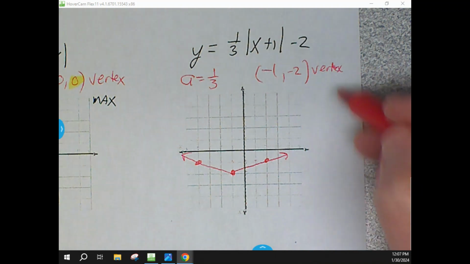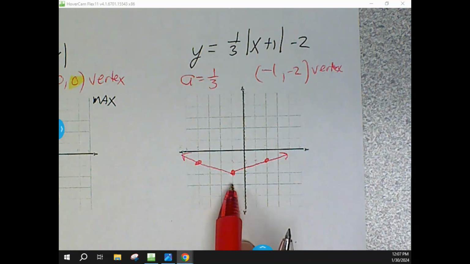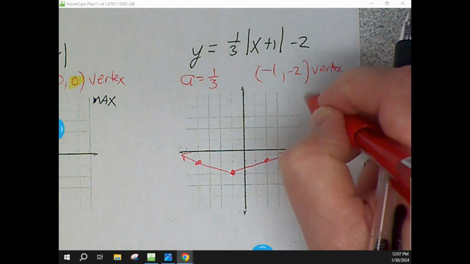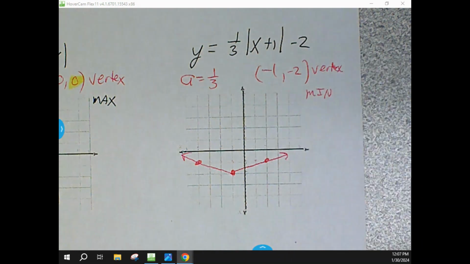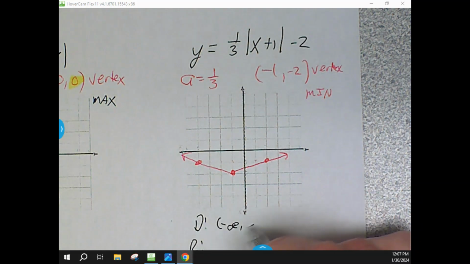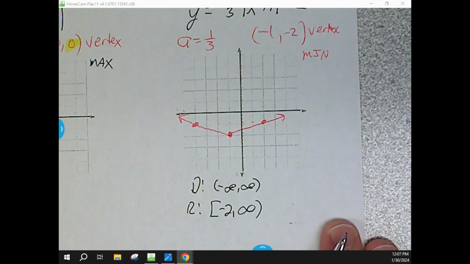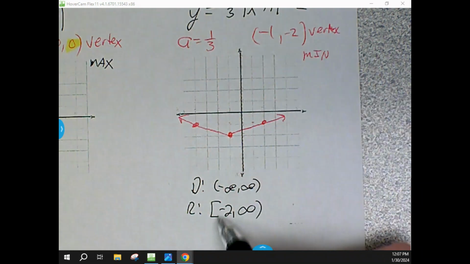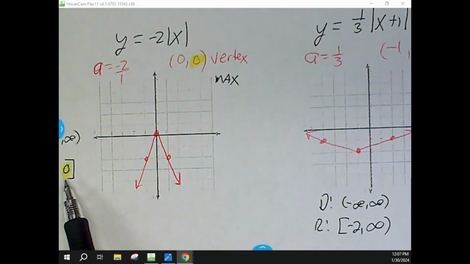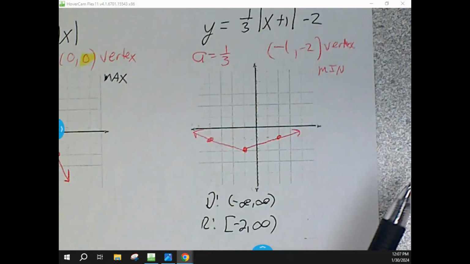Okay, again, vertex. What is it now? Max or min? Yep, at the bottom, so it's minimum. Domain and range. Again, domain's never going to change. It's still -infinity to infinity. The range, because it's the minimum point, we're going to start with that y value of -2. And it's going to go to infinity. So again, if it's the minimum, we start with the y value. If it's maximum, you end with that y value. So there we go.